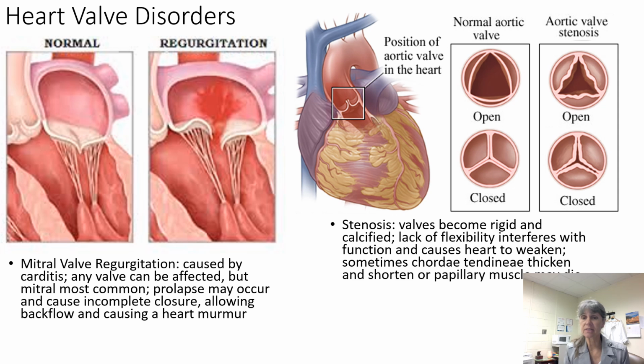And sometimes, again, as valves become rigid or even calcified, they're less flexible. Even the chordae tendineae can weaken and become either thick or short, or papillary muscles can die. So there are a lot of things associated with the valves. And again, depending on the amount of blood that's washing back the wrong way and the extent of damage to a valve would determine whether or not an individual needed to have a valve replacement.